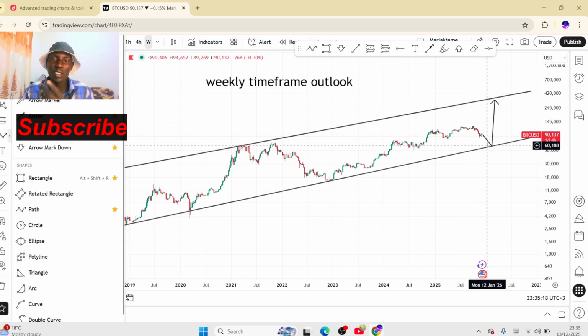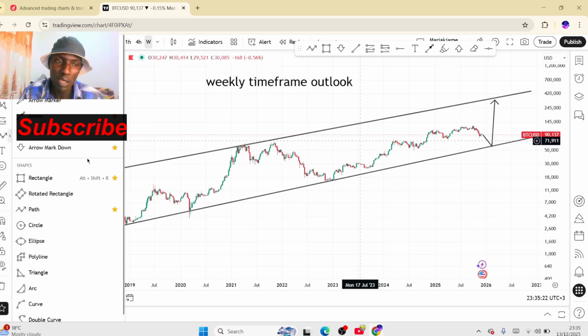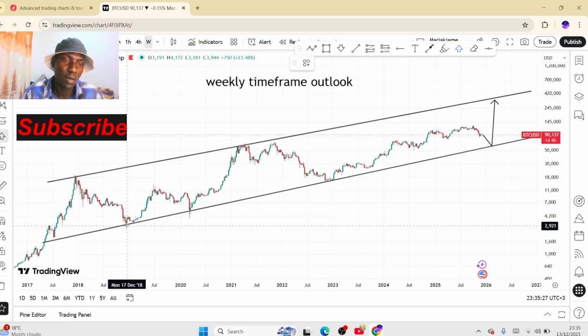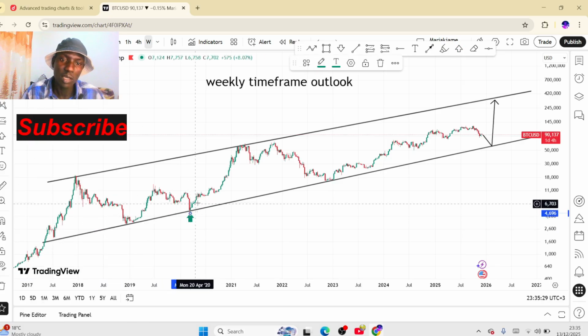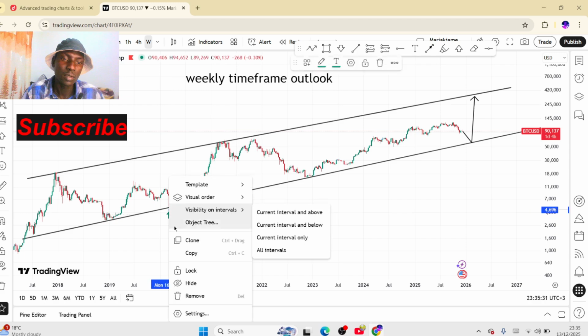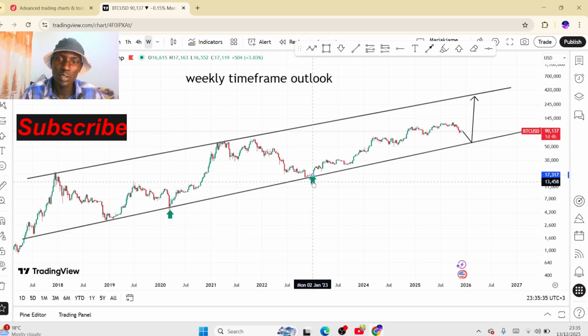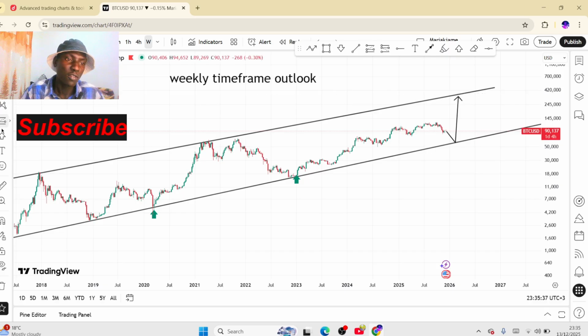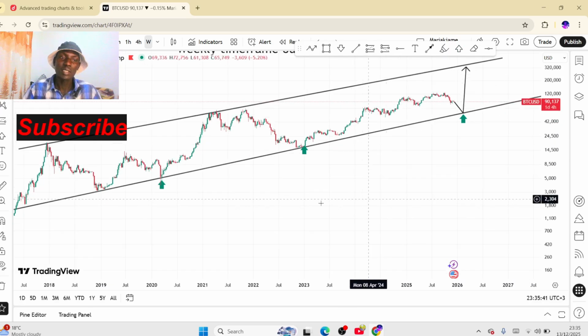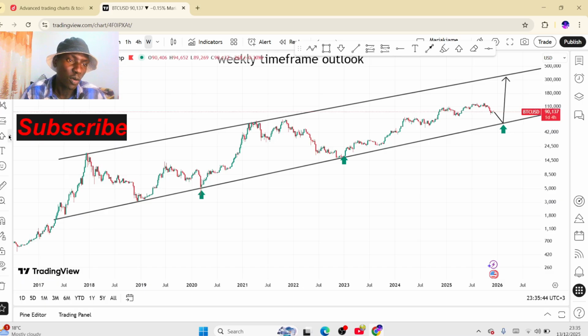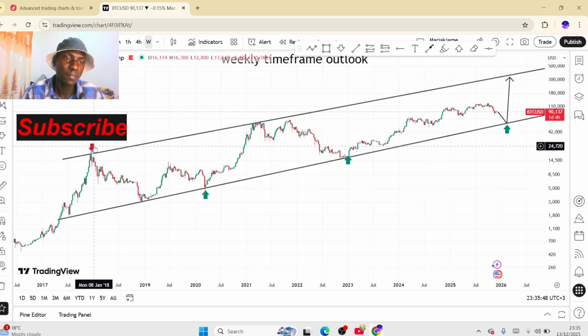If you are a day trader, you can buy from this area. We have these arrows. We have a touch, that is our first touch. Let's clone it. Then we have this touch here. Then from the third touch, that is where we shall buy from. Then here also we have these areas of first touch.